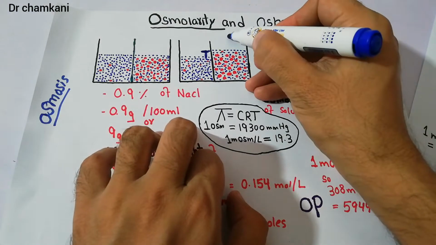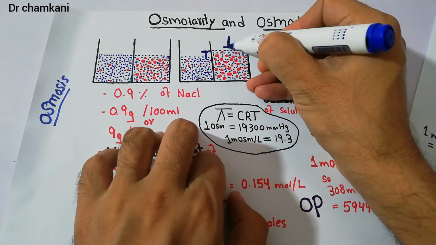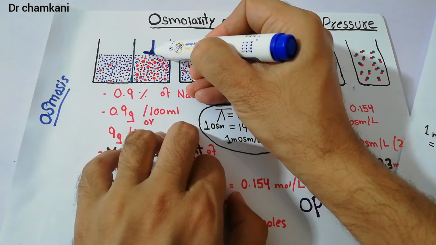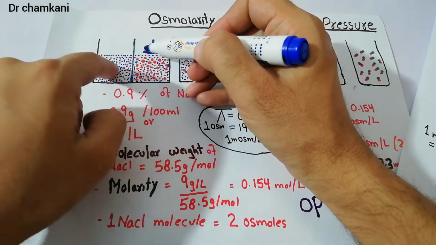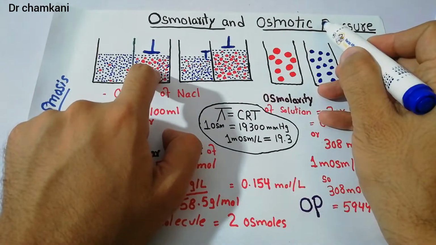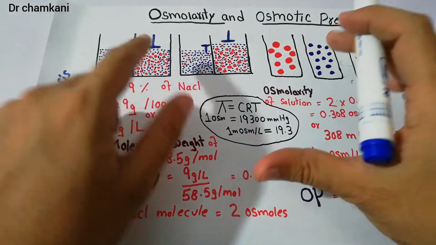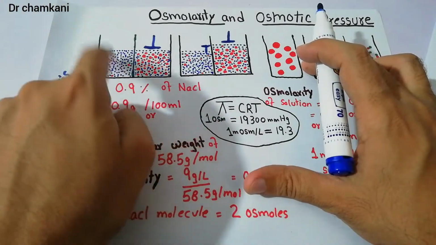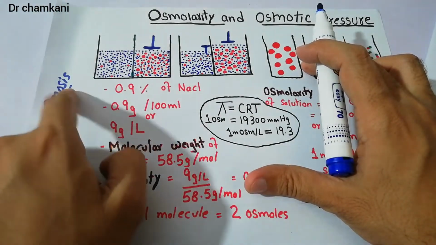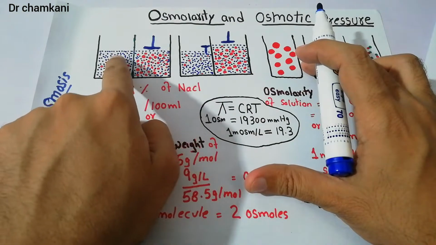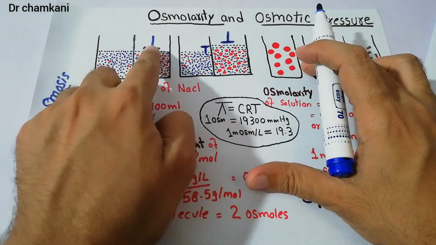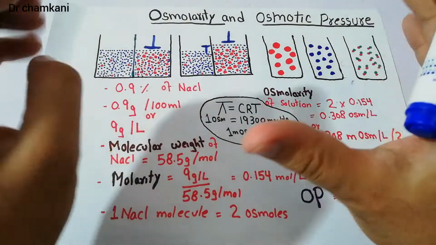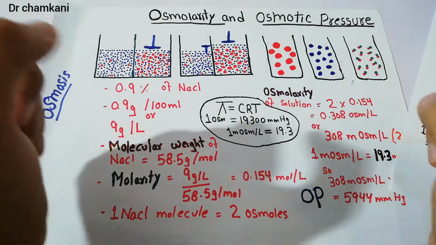Now the amount of pressure needed at this level to stop the movement of water from this side to this side is the osmotic pressure. We need to apply some pressure on this side to stop the movement of water, to stop the osmosis or the movement of water from the higher concentration of water to low concentration of water. That amount of pressure needed is basically the osmotic pressure. Now we are going to calculate the osmotic pressure required for a particular solution.